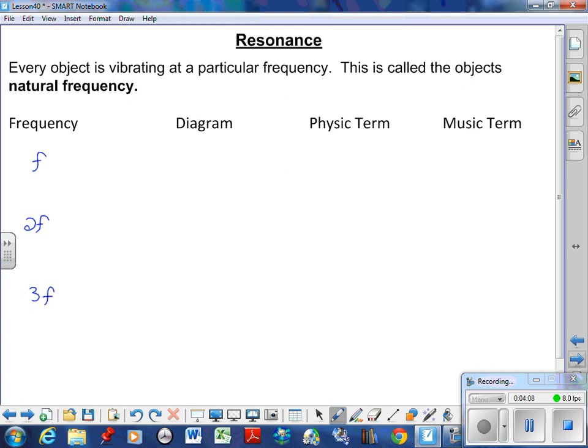Now for the diagram, for the first frequency, it's basically, looks like this, the wave. All right. The physics term for this, we call this the first harmonic. For the music people in here, you're going to call this the fundamental.